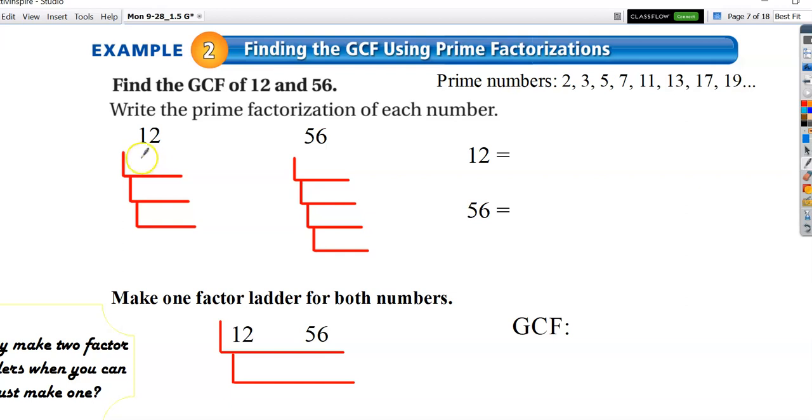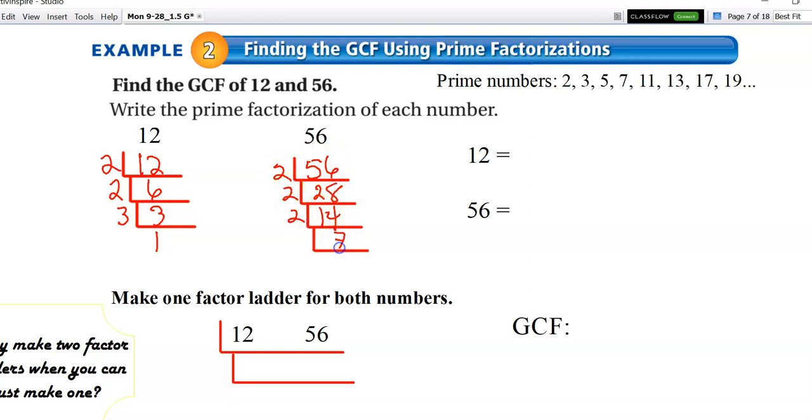So I'm going to start out with 12. It's an even number. Divide by 2, and I get 6. Divide by 2 again, I get 3. Now I can only divide by 3, and I'm left with 1. Now I'm also going to factor 56 with prime by dividing by primes. Divide by 2, I get 28. Divide by 2, 14. Divide by 2, 7. Divide by 7, I get 1.